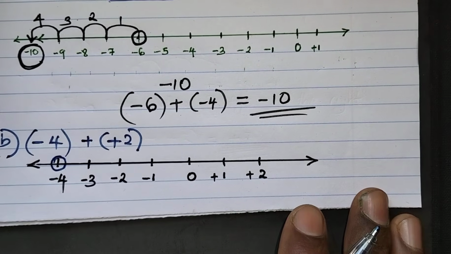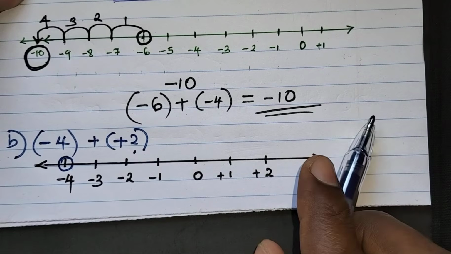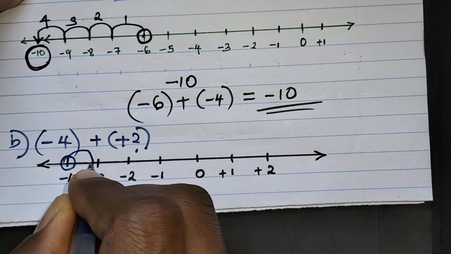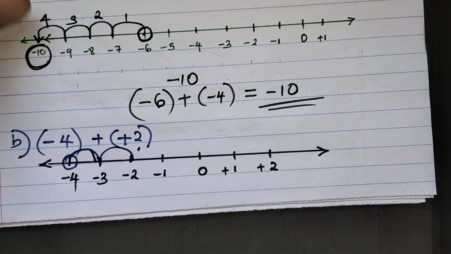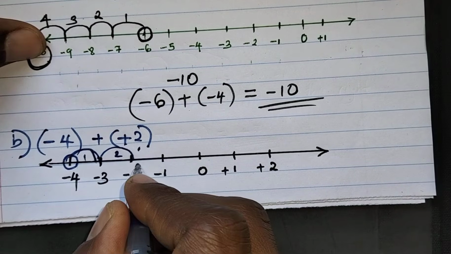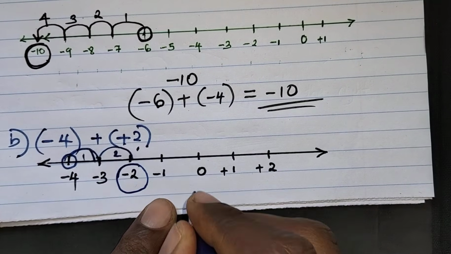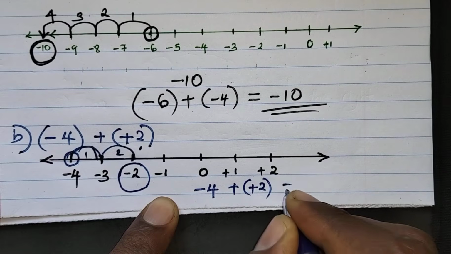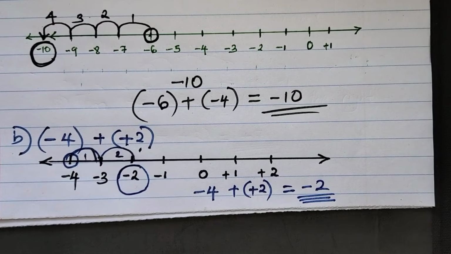And then how many steps are we moving towards which direction? We are moving 2 steps to the right because it is a positive. So 2 steps. First step, second step. So we have moved 2 steps towards the right. So we shall land at negative 2. So it means negative 4 plus positive 2 is equivalent to negative 2. That is the answer that we get.